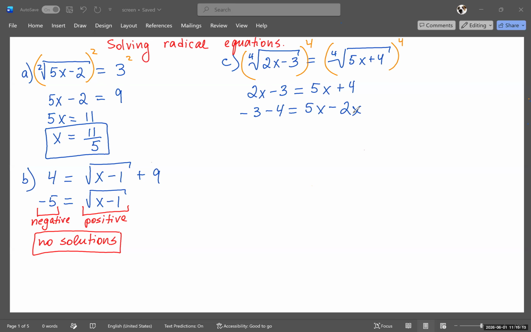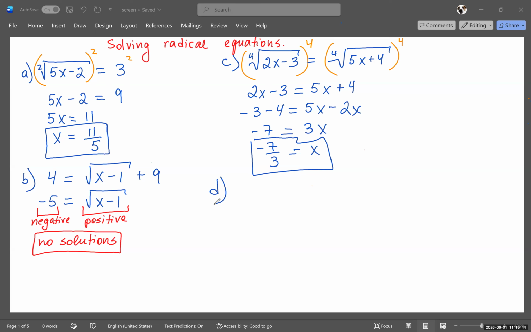Like terms on the left, negative 3, negative 4, that's negative 7. And on the right, 5x minus 2x, that's 3x. You always divide by the number that's attached to x. So this is x equals negative 7 over 3. And once again, you are supposed to check these. So plug that back into the original equation and see if the right-hand side equals the left-hand side.